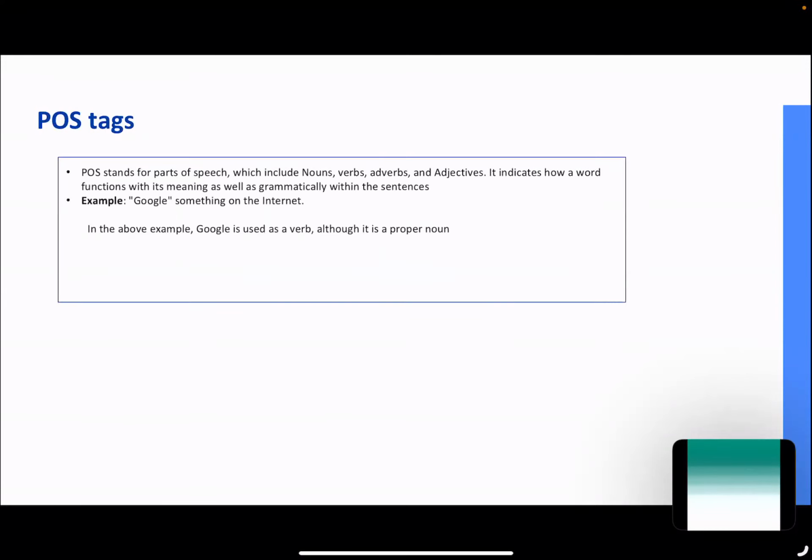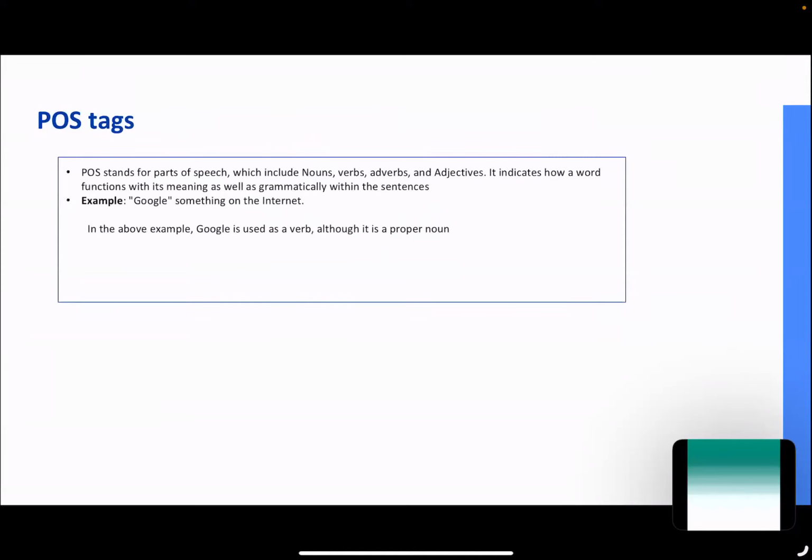So the next step is to perform part of speech tagging. Part of speech tagging is more about defining the actual meaning of a word, like noun, verb, adverb, or adjective, or what the word is. So this kind of work is named parts of speech tagging.